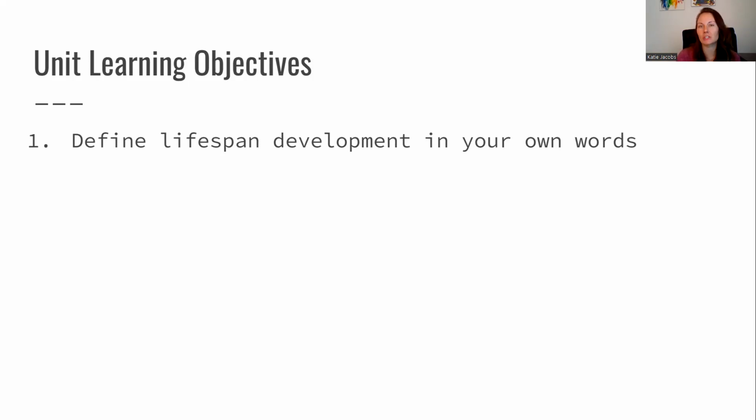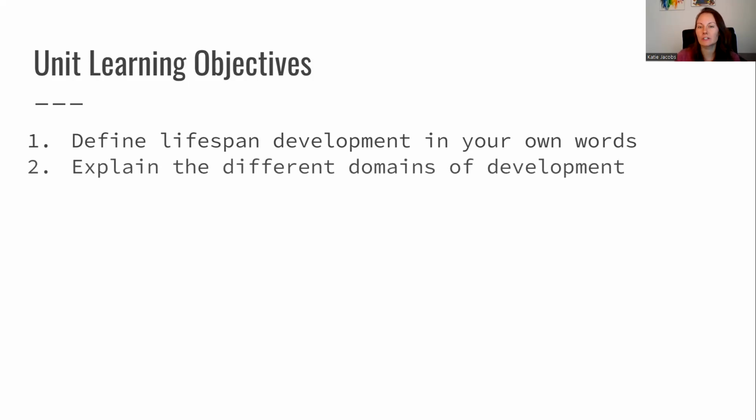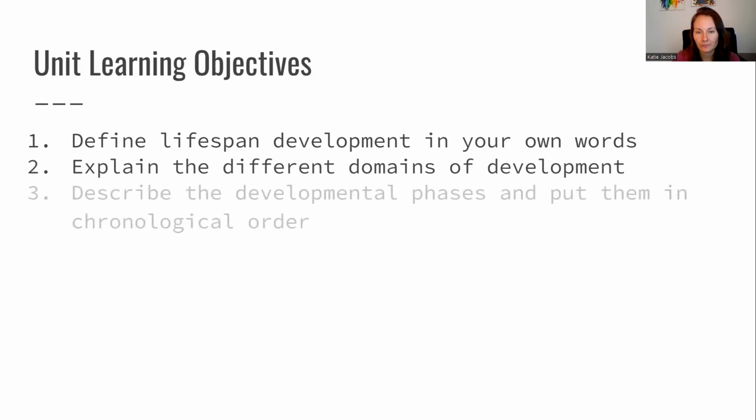We'll get through this information at some point later in the semester, but we remember things by attaching meaning to it, not just by memorizing things straight. By using your own words, you're attaching your own meaning to it, which will make it a little bit easier to remember. I also want you to be able to explain the different domains of development. You learned about this in your reading. There are 3 different ones. I want you to be able to describe the developmental phases and put them in chronological order.